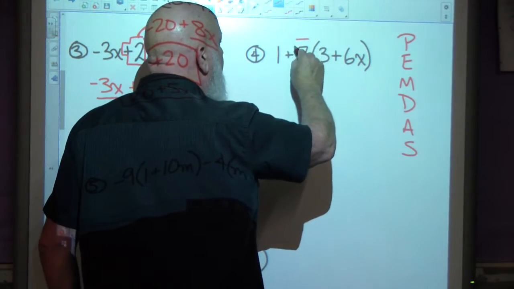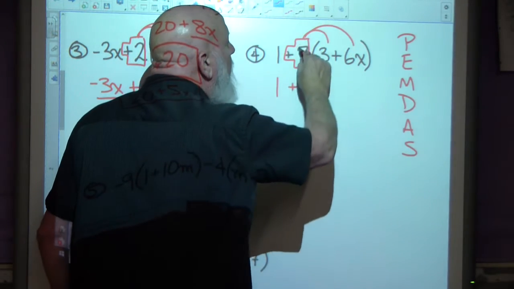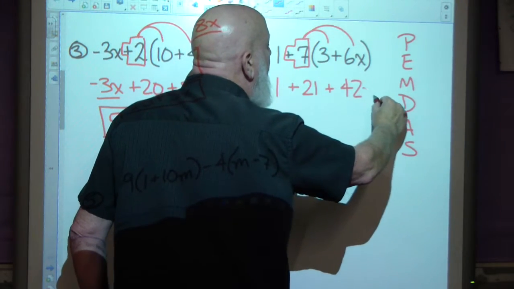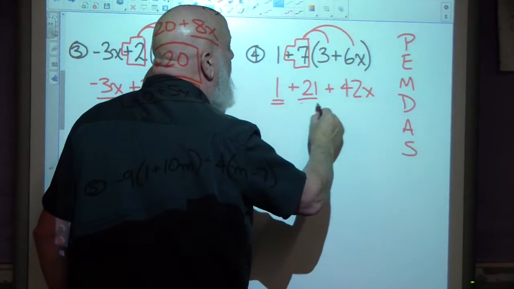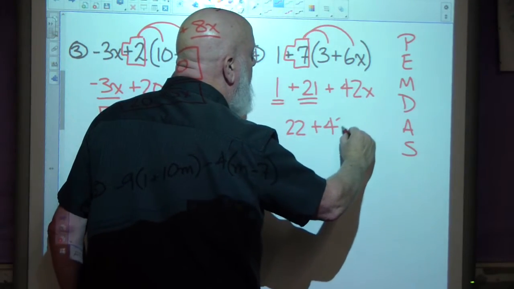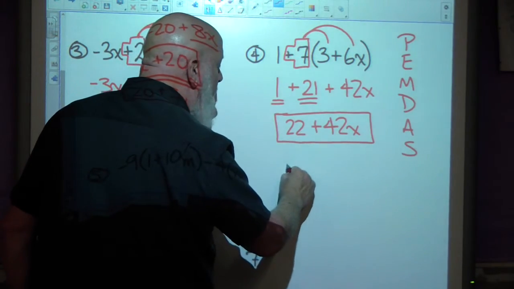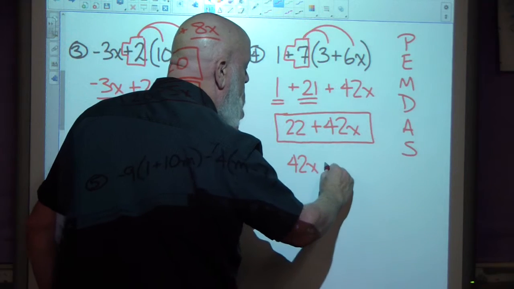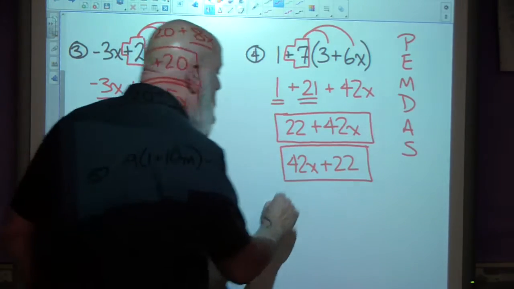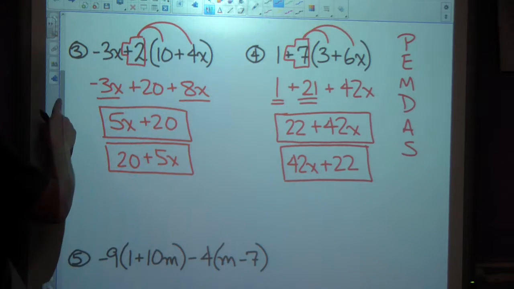So what I'm going to do is I'm going to take this positive 7 and distribute it. That's 1 plus 21 plus 42x. And now I can combine my like terms. 1 plus 21 is 22. This would be a reasonable way to leave the answer. I personally like to put my x term first, but that's just a matter of personal preference because it's in standard form. Let's see. Yay! Okay, let's take a look at another one.